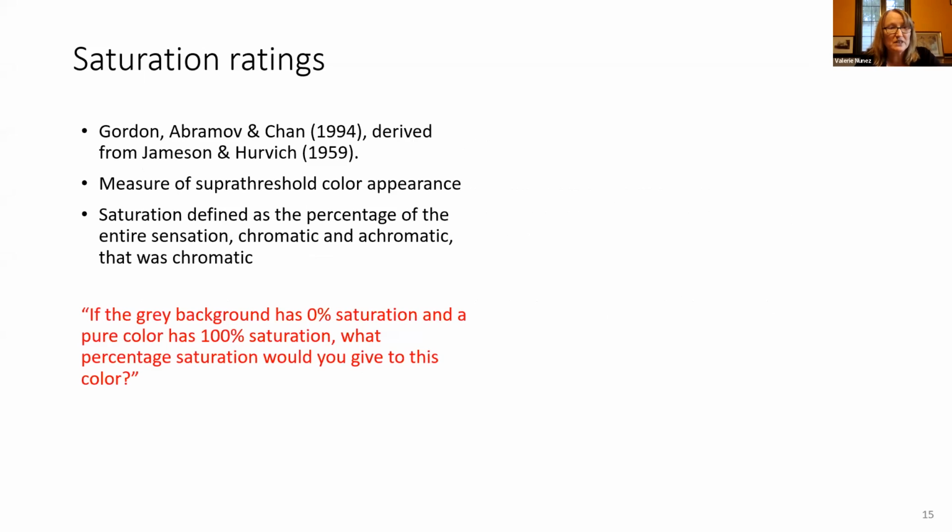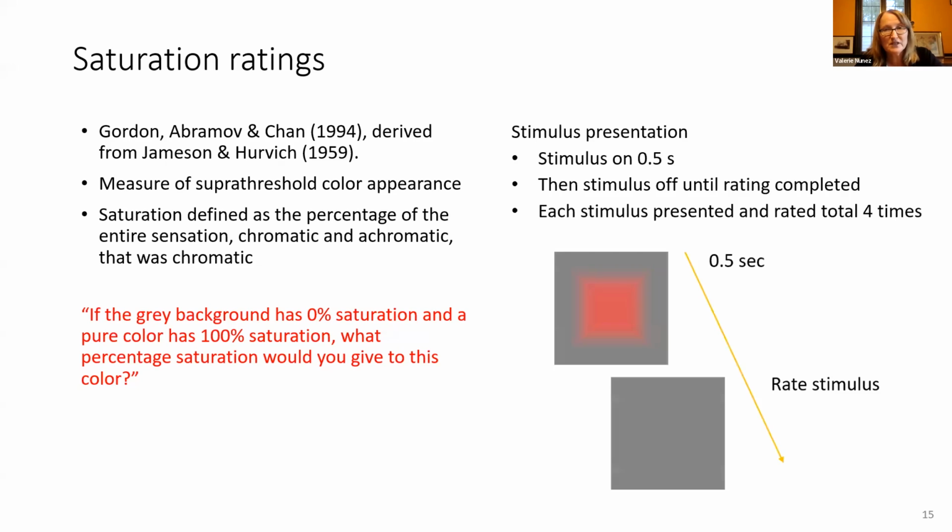Moving now to measurements of perception, we used saturation ratings. And the main thing to know about these is how we defined saturation to the participants. Specifically, we instructed each participant in the following manner. If the gray background has 0% saturation and a pure color has 100% saturation, what percent saturation would you give to this color? For each participant, the stimulus was presented for half a second.